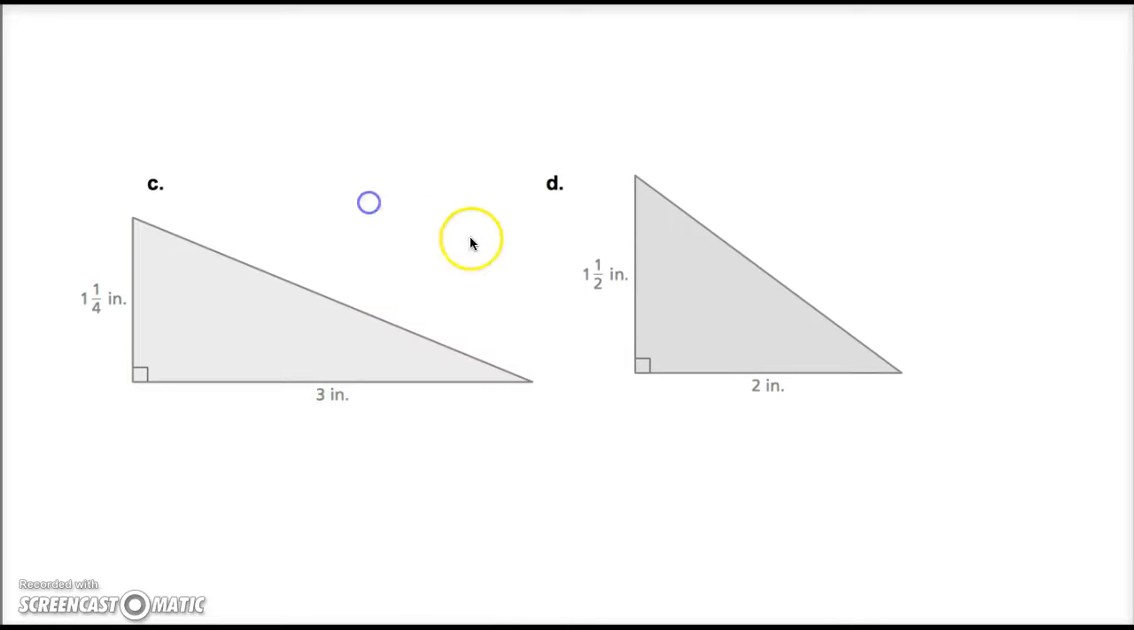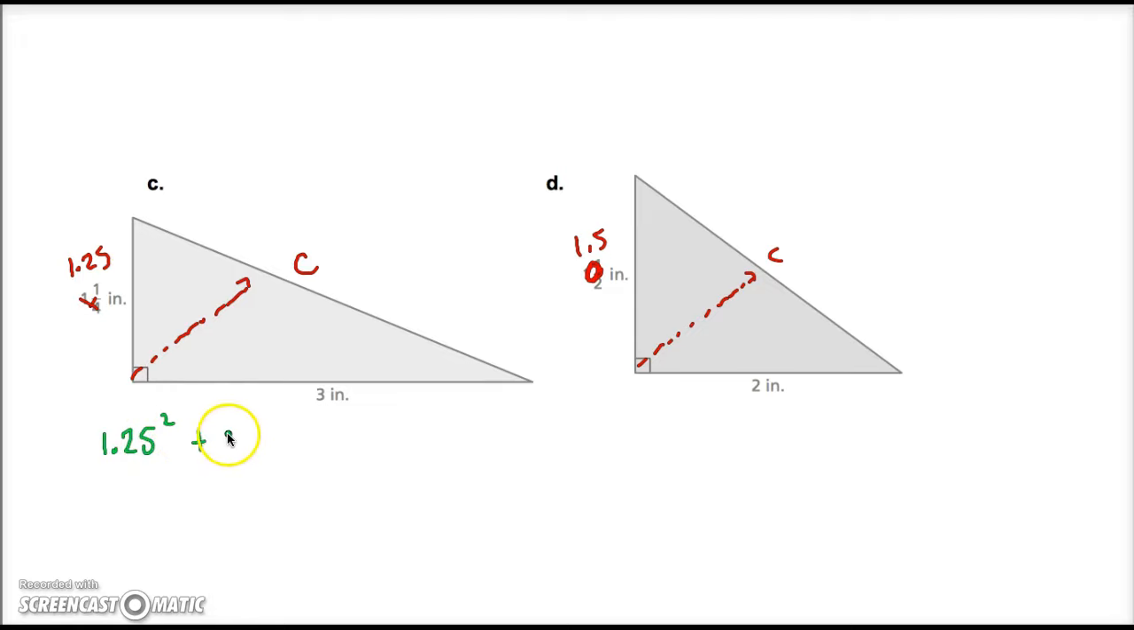Now, moving on to C and D, if you notice, each of them have fractions, okay? You could turn those into decimals if you wanted to, so instead of 1 1/4, I could make that 1.25, and instead of 1 1/2, I could make that 1.5. It's going to be the same process either way. So notice that again, the side we're missing is the side that is opposite the right angle. So that's going to be C on both of them. And then to just set up my equation, remember a squared plus b squared equals c squared. So 1.25 squared plus 3 squared equals c squared.